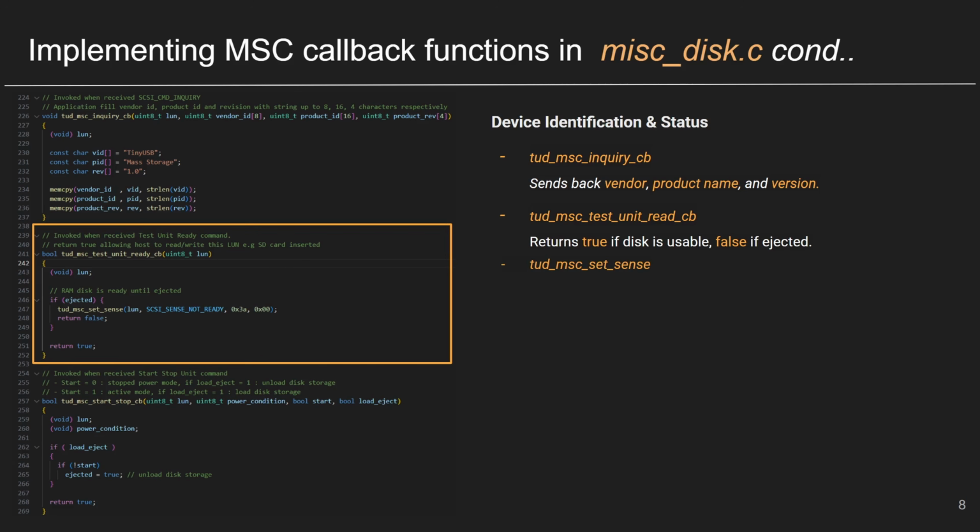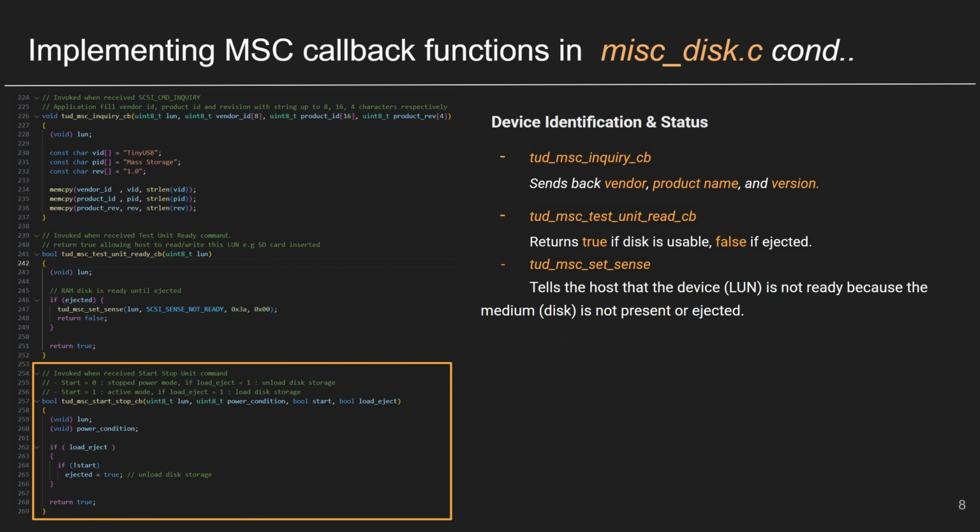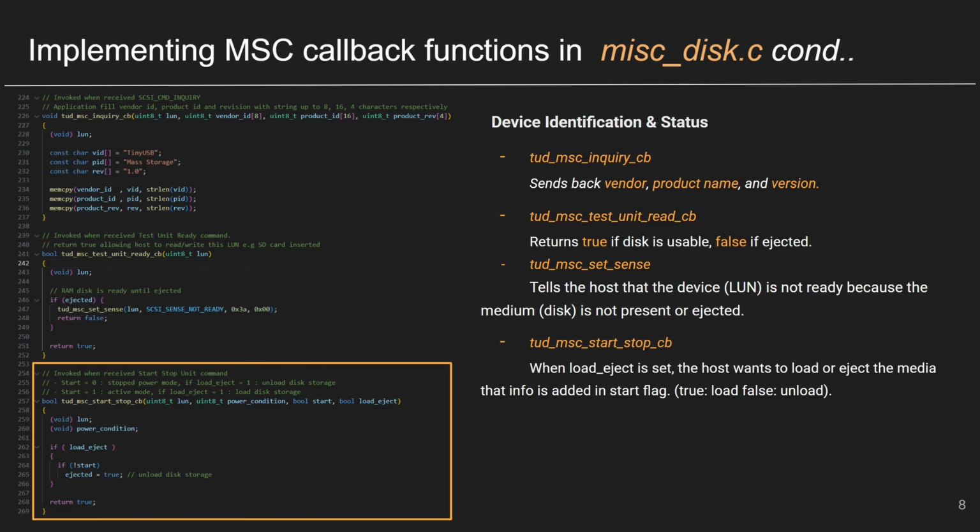If the device is not in a usable state, we will use TUD set sense to tell the host that the device is not ready. Finally, we define the start and stop callback. This is invoked when the host is trying to load or unload the media. Here, we are just caching the ejected state to stop our device functionality with respect to USB.